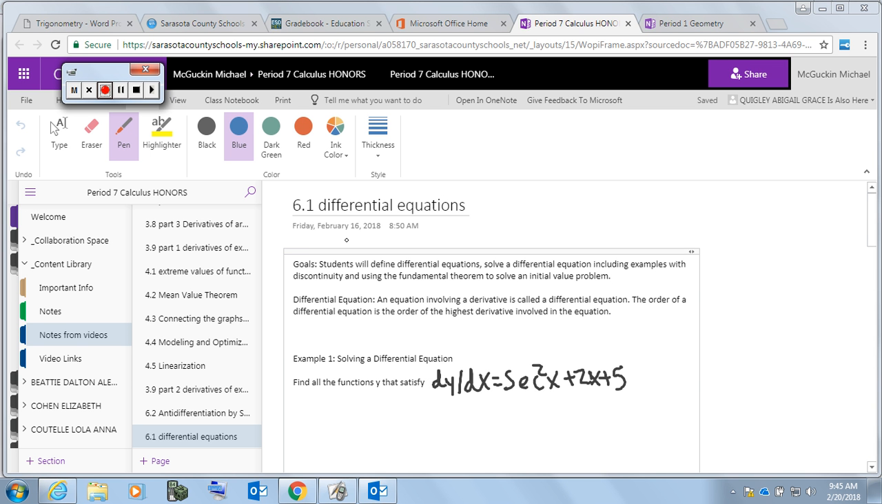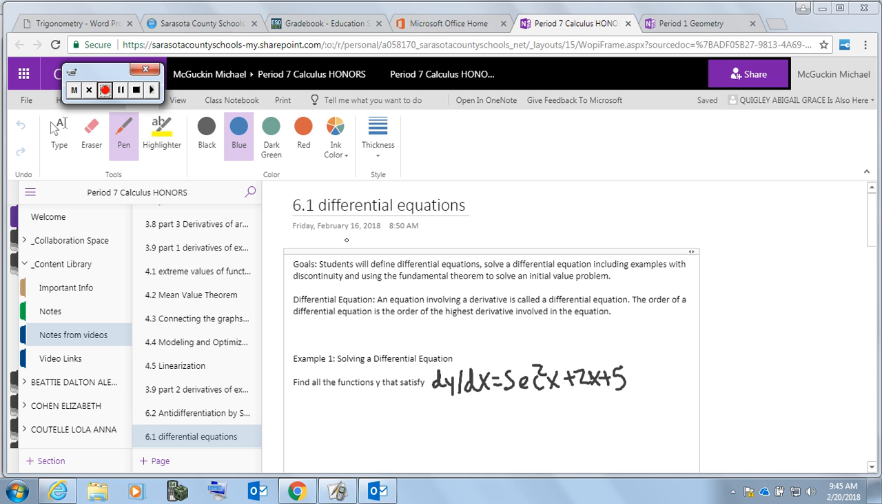So let's take a look here at our first example. The goal of this first example is to look into simply solving a differential equation. The directions will look something like this: find all the functions y that satisfy a derivative that equals secant squared x plus 2x plus 5. Let me say it one more time: we want to find all functions y that satisfy a derivative that equals secant squared x plus 2x plus 5.